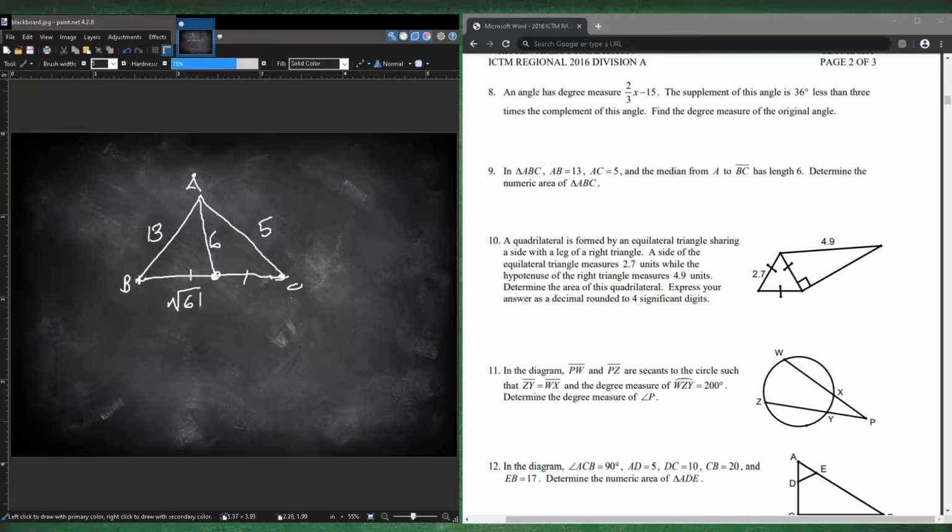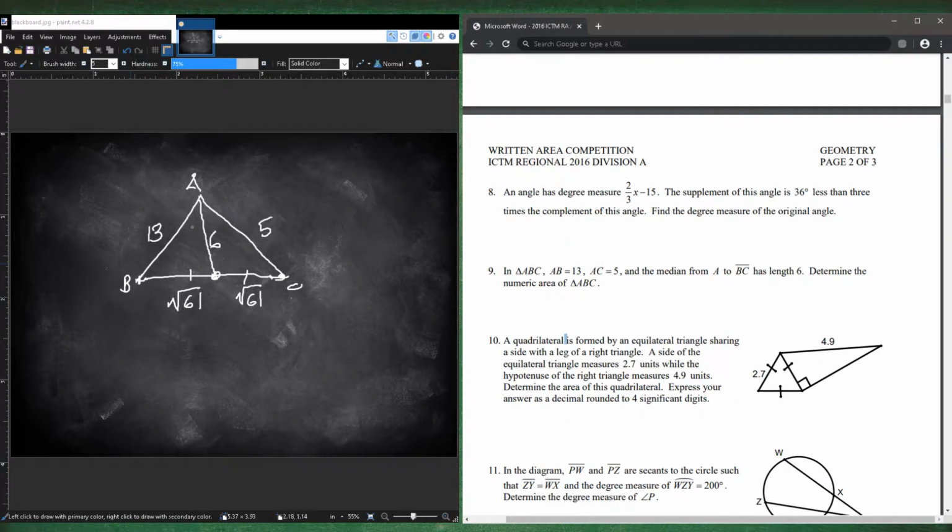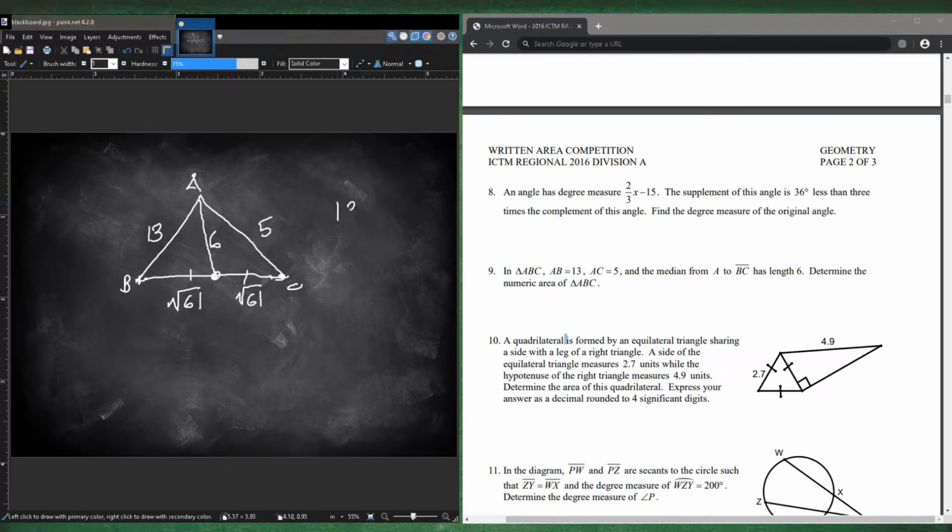So square root 61, square root 61. And now we could use something from one of our past questions, called Hero's formula or Heron's formula, which we used for number 7, right? So we could use it based on the 3 side lengths. Our 3 side lengths were 13, 5, and, because I split them in half, I mean the square root 61s, so it's 2 square root 61 as our last side length. It might seem like it's going to come out ugly, but it's actually going to be a really nice answer.